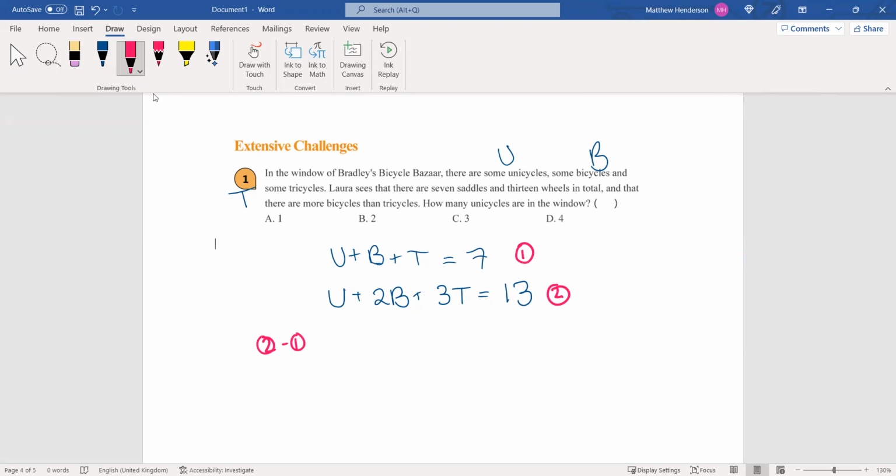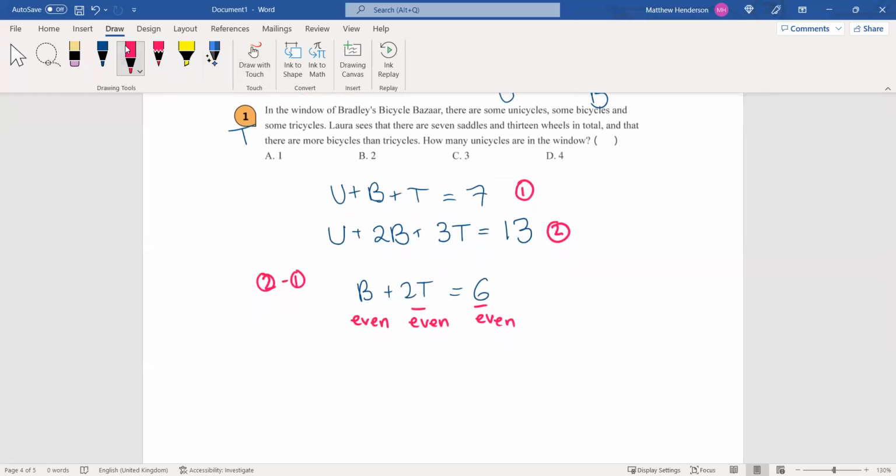By doing the subtraction, U take away U makes nothing. 2B take away B makes B. 3T take away T makes 2T. And 13 take away 7 makes 6. And then we've got an indeterminate equation that we can solve. Now, doing a little bit of analysis, I can see that 6 is even, as will be 2T, as it's a multiple of 2. So therefore, B has to be even as well.